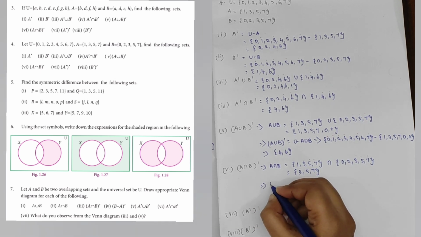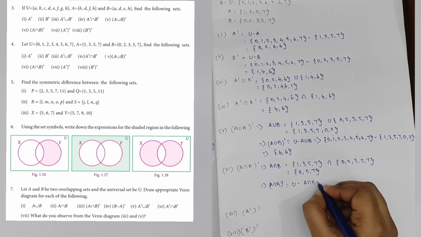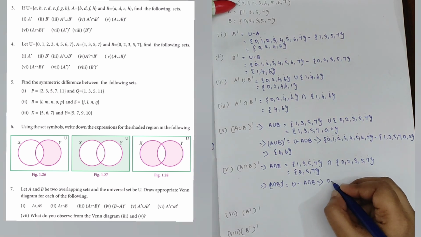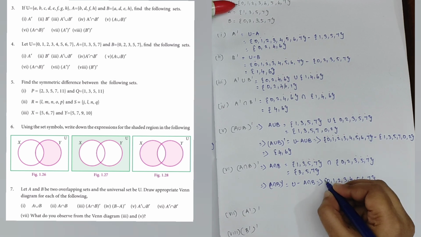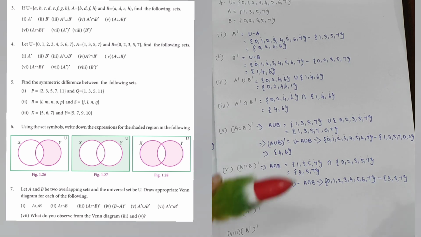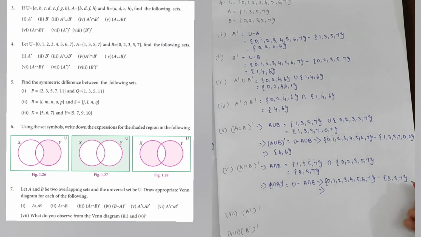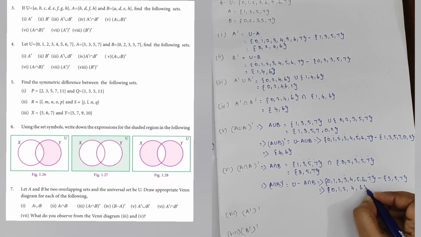Now do it for A intersection B the whole complement. That is equal to the universal set minus A intersection B. So that is equal to 0, 1, 2, 3, 4, 5, 6, 7 minus A intersection B, that is 3, 5, 7. Now list out the common elements 3, 5, 7. List out only the uncommon elements of the first set. That is the answer: 0, 1, 2, 4, 6.